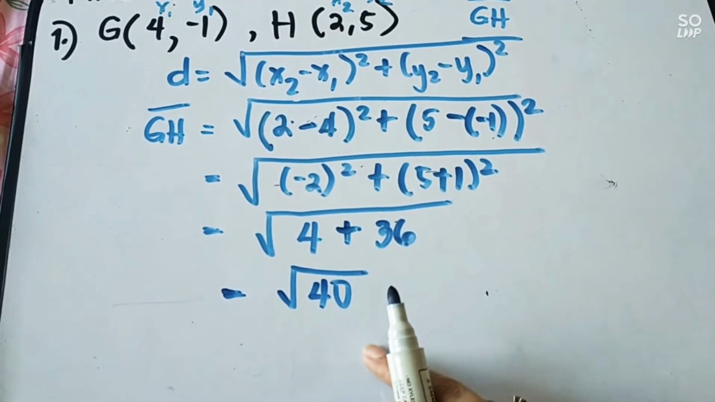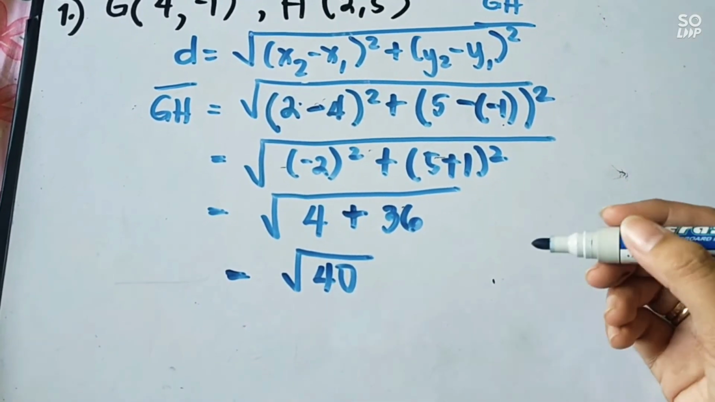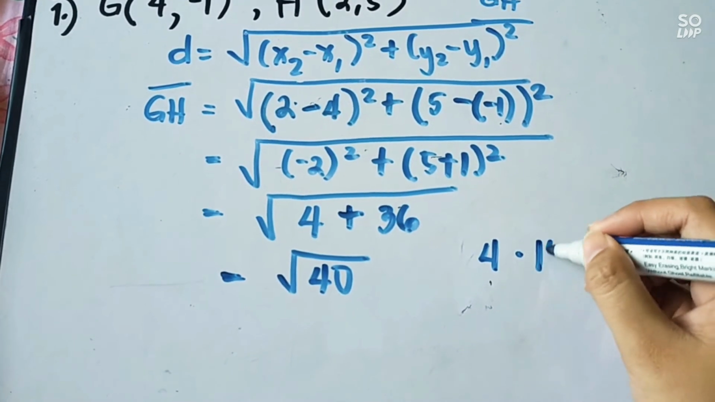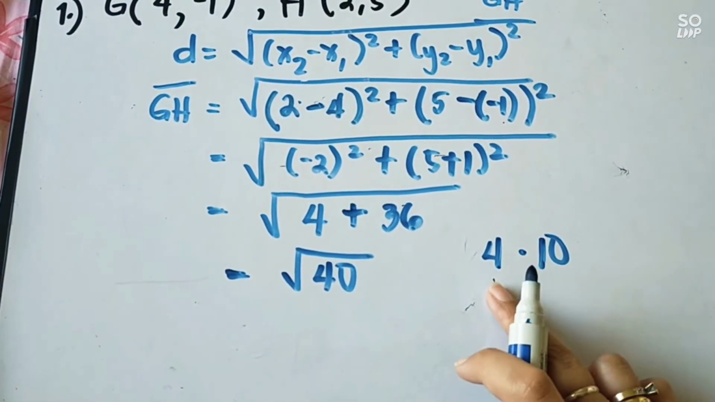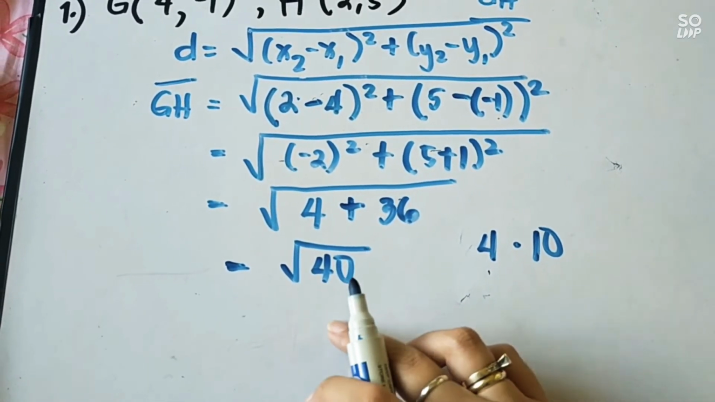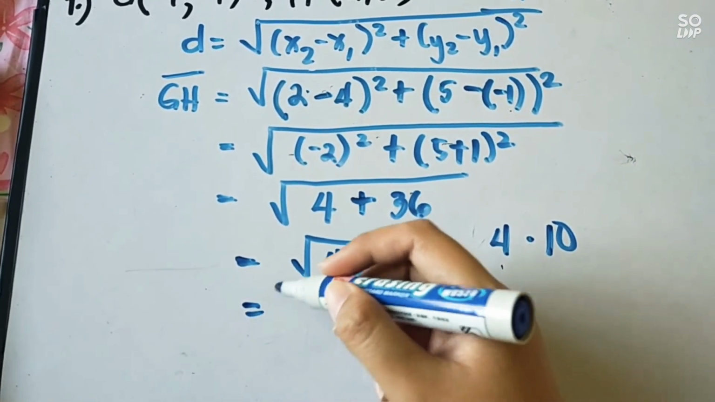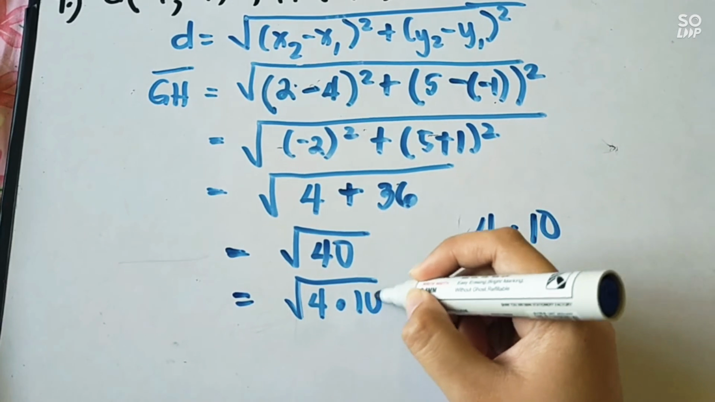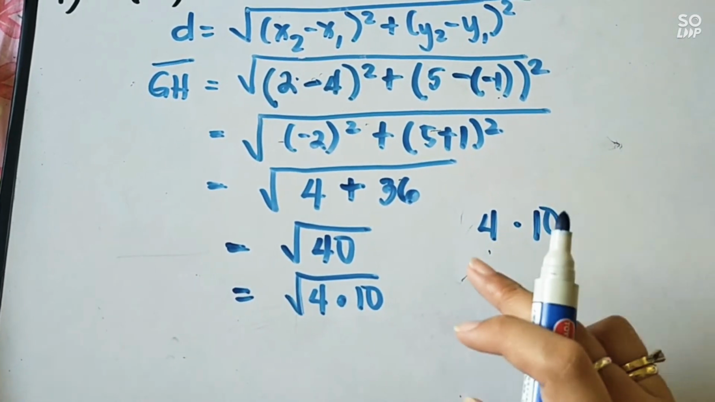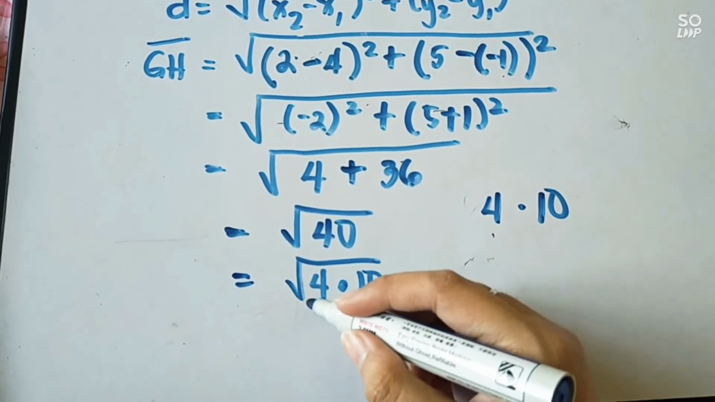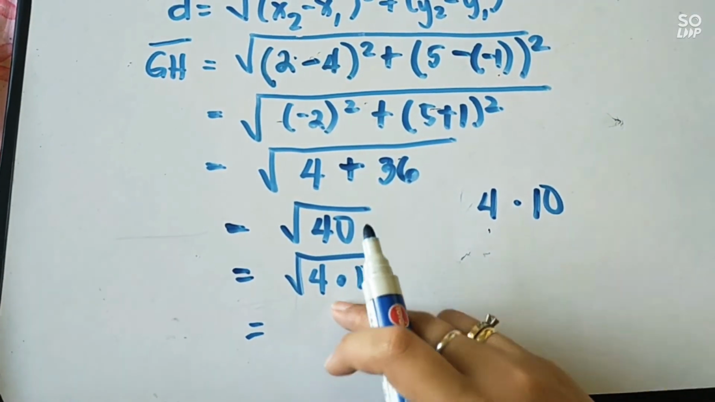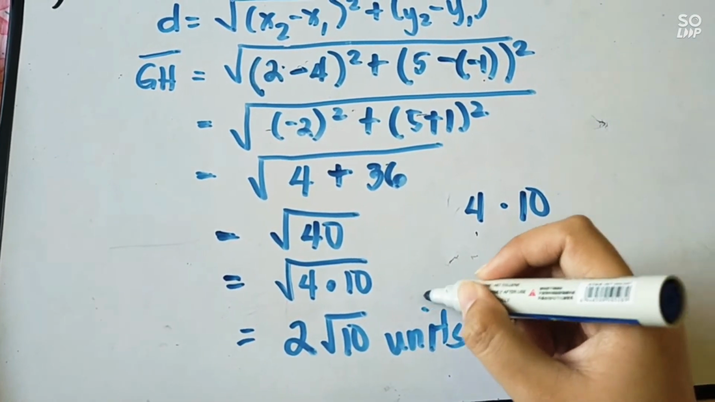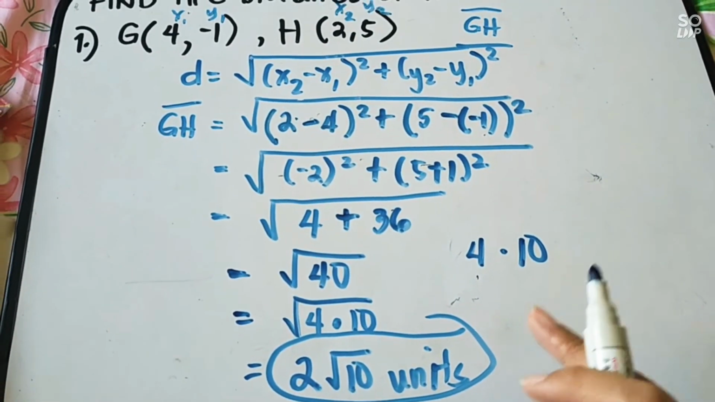Now, find the factors so we can simplify the square root of 40. So, the factors of 40 are 4 and 10. Ayan. So, 4 is a perfect square and the other one is not. So, you just need to get factors where one is a perfect square. Remember that, okay? For when you are simplifying radicals. So, our factors are 4 multiplied by 10. Always consider that one of them is a perfect square. Is it clear? So, we have the square root of 4. What's the square root of 4? We have 2. That 2 goes outside. Then, you leave the square root of 10 units. So, this is your distance between point G and H.